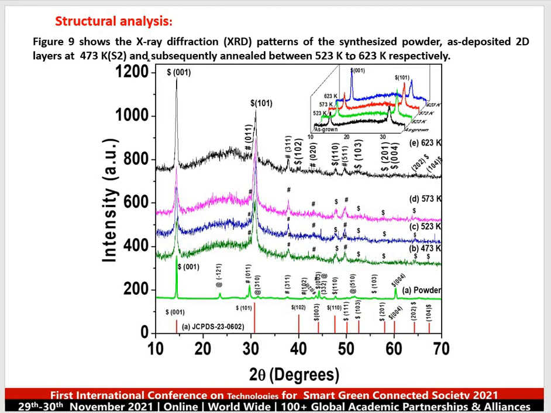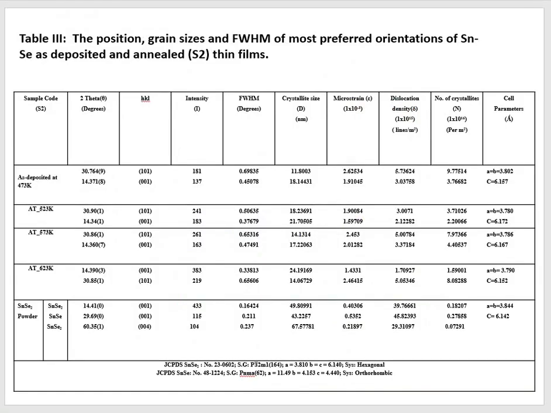SnSe phase crystallizes preferentially in the 311 orientation at all the annealing temperatures, whereas SnSe2 crystallizes preferentially in the 101 orientation up to 573 and in the 001 orientation at 623. This slide shows the structural parameters of as deposited and annealed S2 samples. The intensity values corresponding to the 001 peak are found to vary from 137 to 383 with the increase in the annealing temperature, whereas the corresponding crystallite size values are found to vary from 18.14 nanometer at 473 Kelvin to 24.19 nanometer at 623 Kelvin.